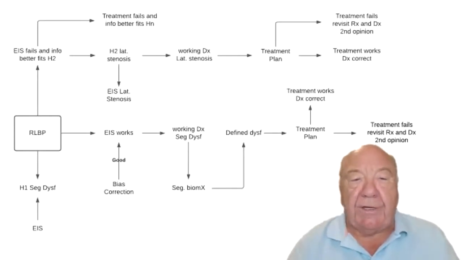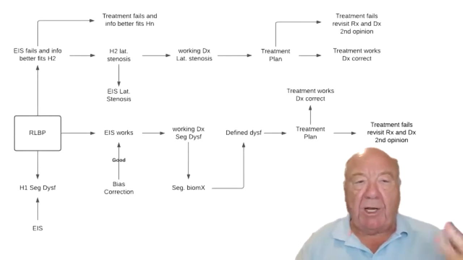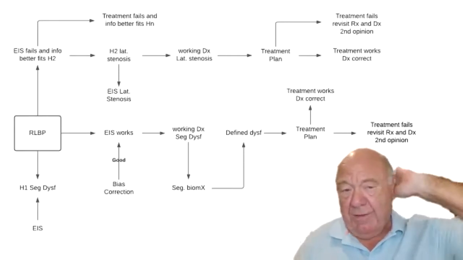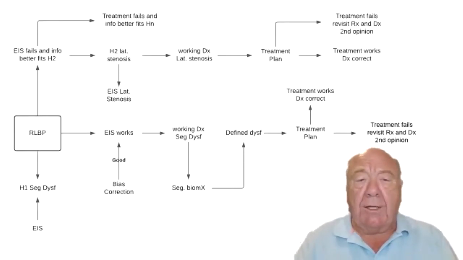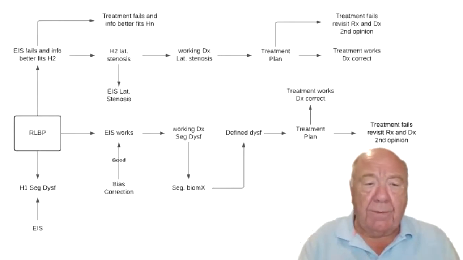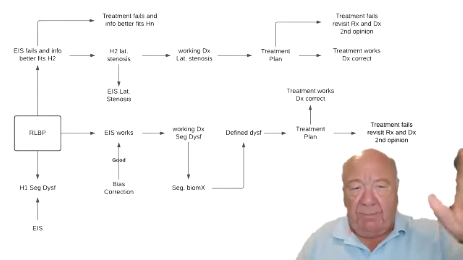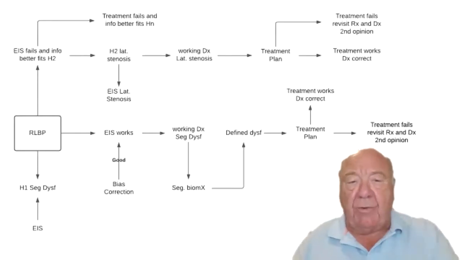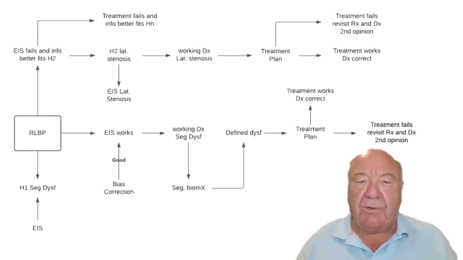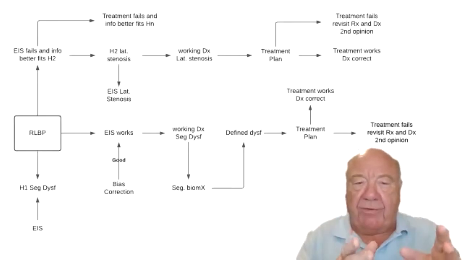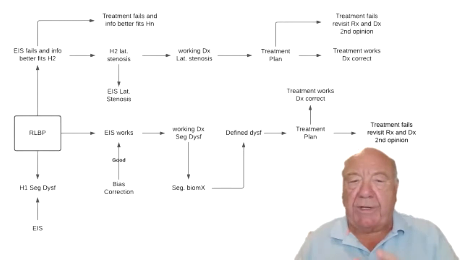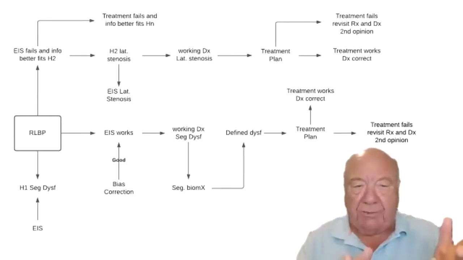So let's do this for the condition. The patient comes in with right low back pain over on the left-hand side, that's square. Your hypothesis is segmental dysfunction. You attack it with the EIS, coming from the bottom up now. This takes you over to the right, the EIS works. The bias correction attacks the hypothesis. You move on now to the working diagnosis, which is segmental dysfunction.